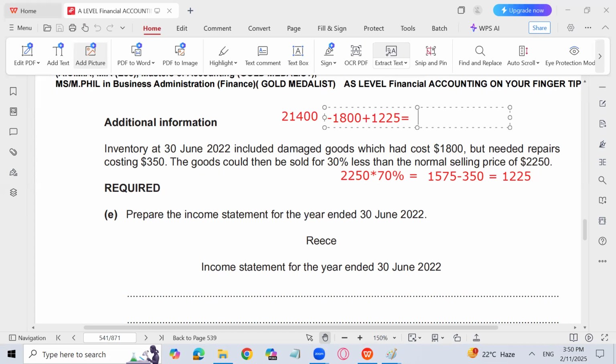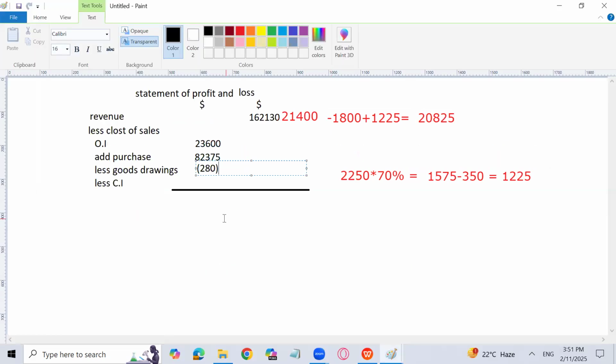I should have recorded it at 1225. So 1800 subtract and plus 1225, we will get the correct value of inventory. You can go for the difference also, but this is the best way because it makes more sense. What is the amount? 20825. Okay. So I will write closing inventory over here with an amount of 20825, which is going to be subtracted.